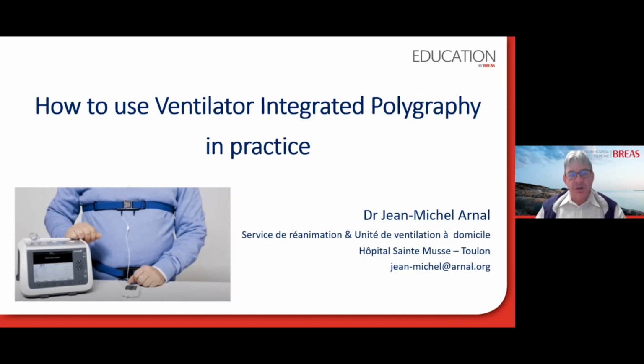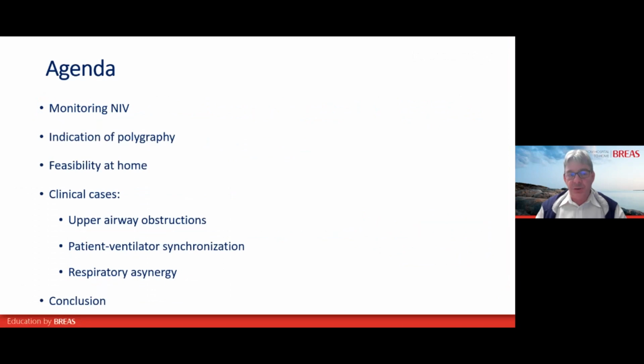So last month we had a talk by Dr. Perrin on how to use ventilator integrated polygraphy, and we spoke about the concept, but also a little bit about some cases. Today we will speak mainly about how to use it in practice, and we will see some clinical cases. We will review shortly what the tools are to monitor an NIV, what the indication for polygraphy is, whether it is feasible at home, and then we will review some clinical cases, mainly in upper airway obstruction, patient-ventilator synchronization, and respiratory asynergy.